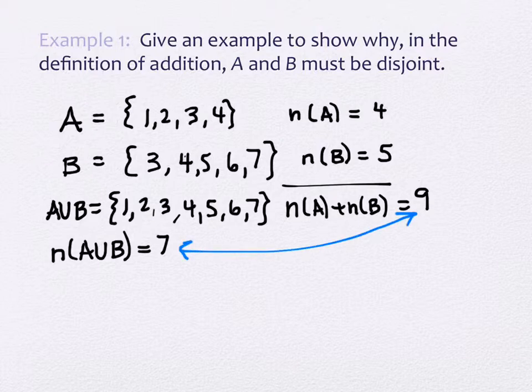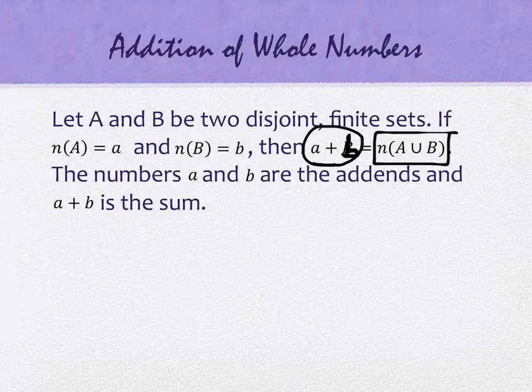Why are these different? What happened to create this? When I counted the sets separately, I counted 3 and 4 twice. I don't want the double counting. That creates problems. That's why this definition has this idea of the sets needing to be disjoint in order for the definition to work.